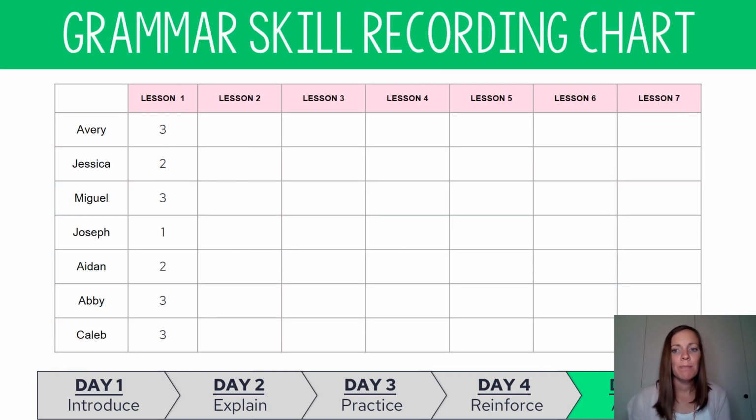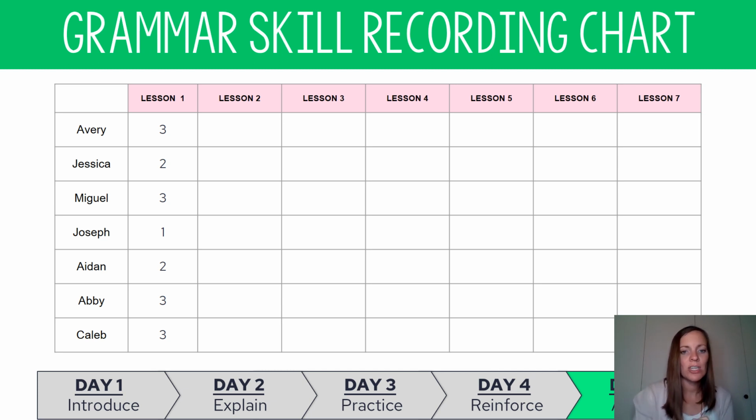Then I would input the student's level of mastery in this recording chart. It's just a one-sheet recording chart that has all the lessons and all my students' names. And then I put the number for how well they mastered the skill from the assessment. So Avery mastered proper nouns, so she got a 3. Jessica only got 4 out of 6, so she got a 2. She needs a little more practice. Miguel got a 3. Joseph got a 1 because he only got 1 out of 6 on his assessment.